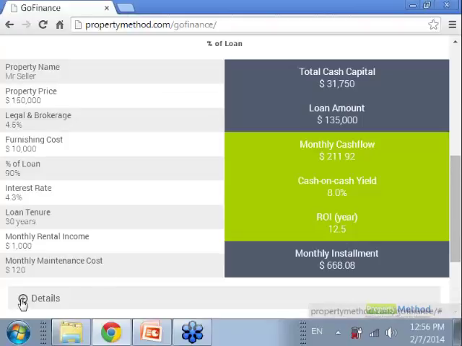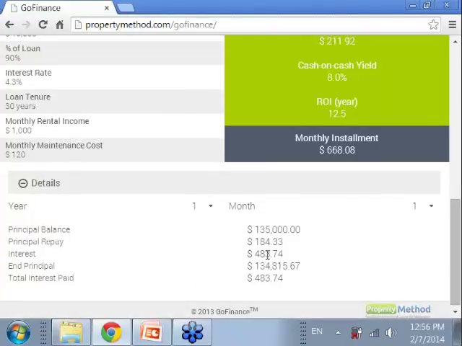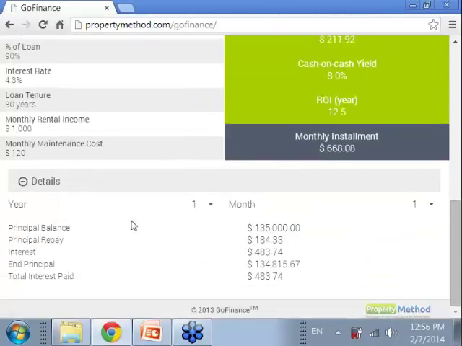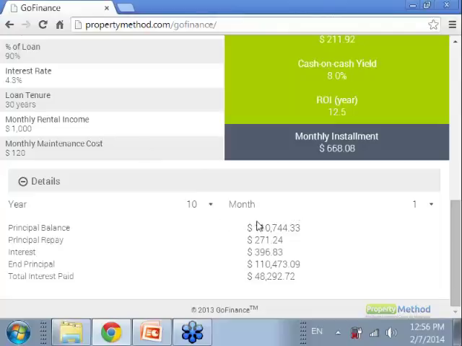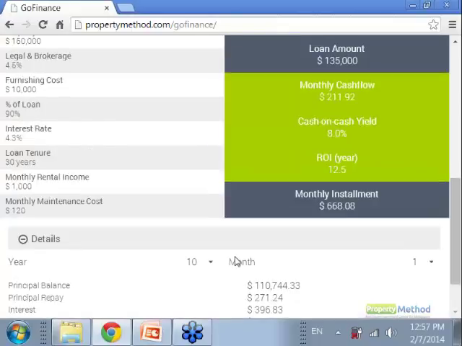And for the monthly repayment schedule breakdown, you just press the details button here. Then you choose which year you want to check the details of the repayment schedule. Then you are able to see the principal repay, which is the amount of principal paid for the month, the interest, the end principal, the balance principal, and the total interest paid to date. So this is a very concise and convenient version of Go Finance.